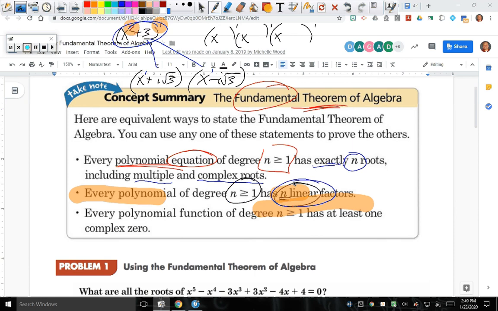Go with me? And they can be complex or real as well. Okay? Last one. Every polynomial will have at least one complex root.